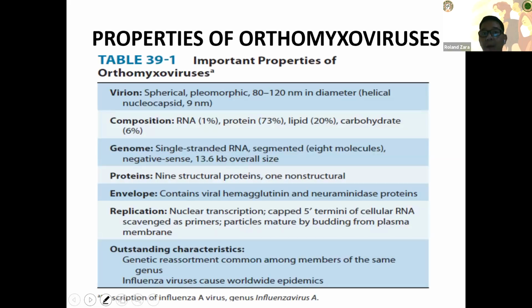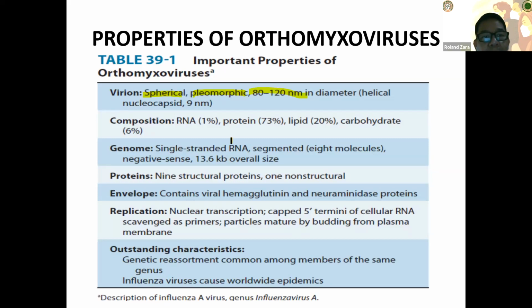Let's go to important properties of your orthomyxoviruses. Now, your orthomyxoviruses usually come in spherical shape, but some of them assume several shapes, otherwise known as pleomorphic. But the majority are spherical and around 80 to 120 nanometers in diameter. So this is bigger as compared to your picornaviruses, because picorna is usually the smallest among all types of viruses, and the largest among all types of viruses is usually your rhabdoviruses, which is just like a bullet shape.